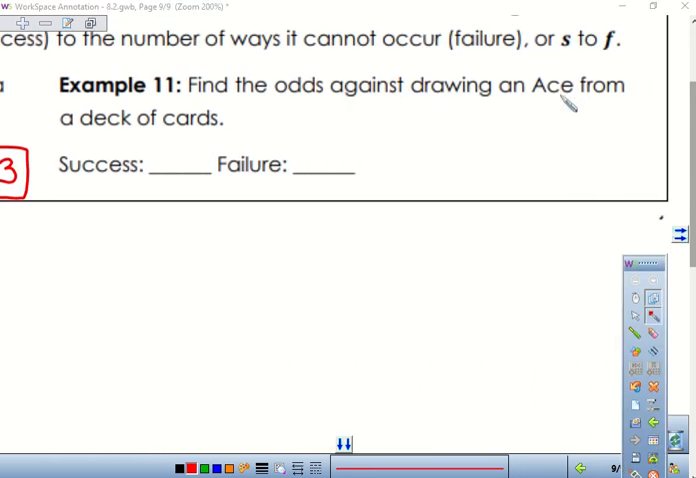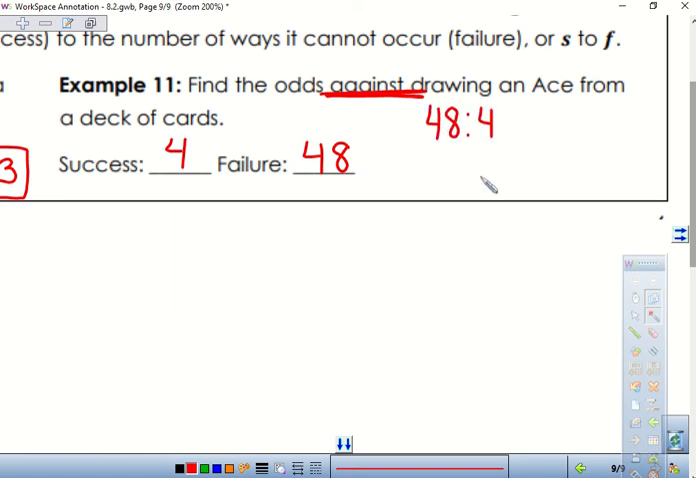So find the odds against drawing an ace from a deck of cards. So, against, we'll talk about how that changes things. What's the chance that you get an ace from a deck of cards? 4. And what's the chance of failure? 48. Now the odds are against you, which means that now the failure goes in the front. So that's going to be 48 to 4, which reduces to 12 to 1.